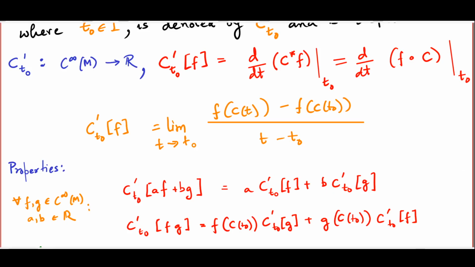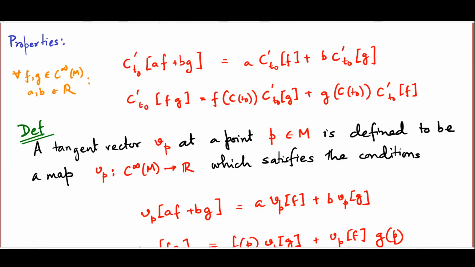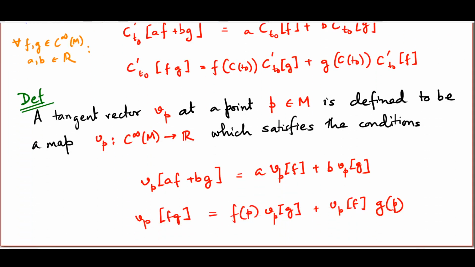As I said a while ago, what we did earlier was to define a general notion of a tangent vector Vp at a point p belonging to M by modeling it on this notion of a tangent vector to a curve. This map Vp maps C infinity of M to R just like C prime t0 did, and it satisfies the linearity property and this property of acting like a derivative on the product. Vp acting on fg is f of p times Vp acting on g plus Vp acting on f times g at p.